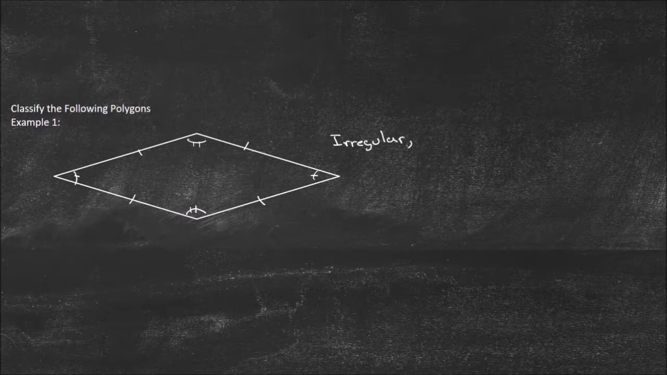Irregular, and is it convex or concave? It is convex because all of these are under 180 degrees. The best way to do that is just to look at them and see, is it greater than a straight line or less than a straight line? And the angles are less than a straight line, so convex. Like the official way would probably be an irregular convex quadrilateral. But we don't need to write that, just irregular and convex. That's the type of this polygon.